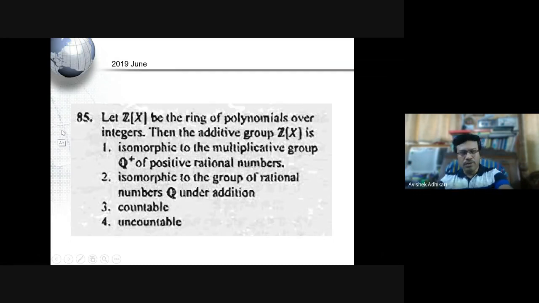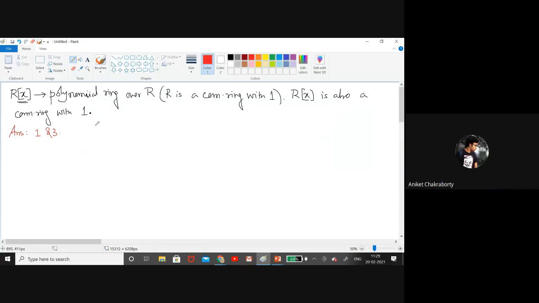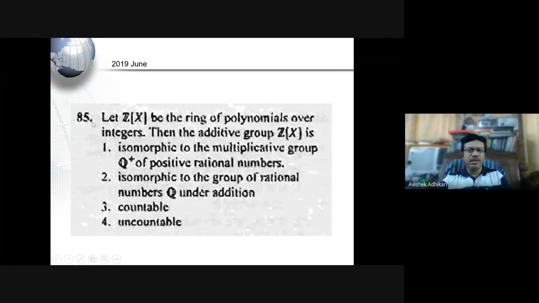Okay, can you please tell me why this is 1? Option 1 says that this is isomorphic to the multiplicative group Q plus of positive rational numbers. Can you please explain how the isomorphism would be defined, from where to where? So we first start with an enumeration of the primes. If you go back to this problem, it says Z[x]. Somehow you have to make an isomorphism from Z[x] to Q plus, the set of all positive rational numbers with respect to, of course, multiplication.